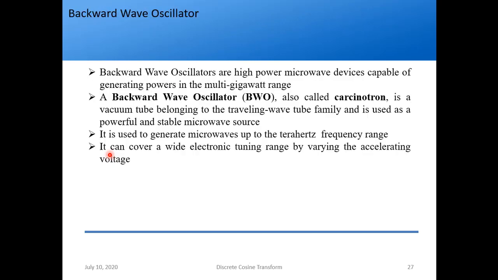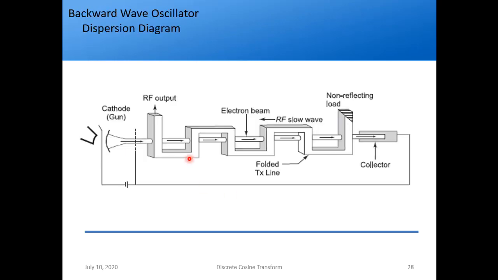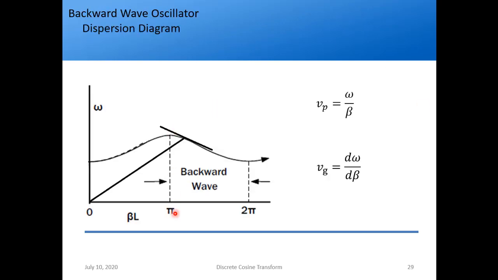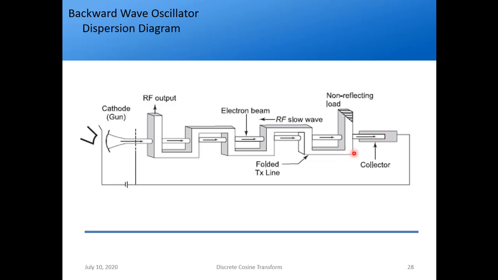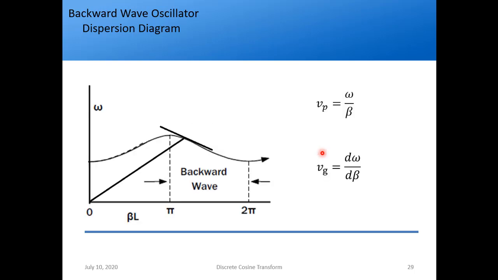But what happens in a backward wave oscillator is, it is operated from pi to 2 pi. So phase velocity is positive but group velocity is negative. Means the wave actually travels backward, and that is the reason we take the RF output here, because the wave is traveling backward. That's why it is called a backward wave oscillator. So that is the essential difference between TWT and BWO. And TWT is an amplifier, but this is an oscillator. Okay, so this is the working of BWO.